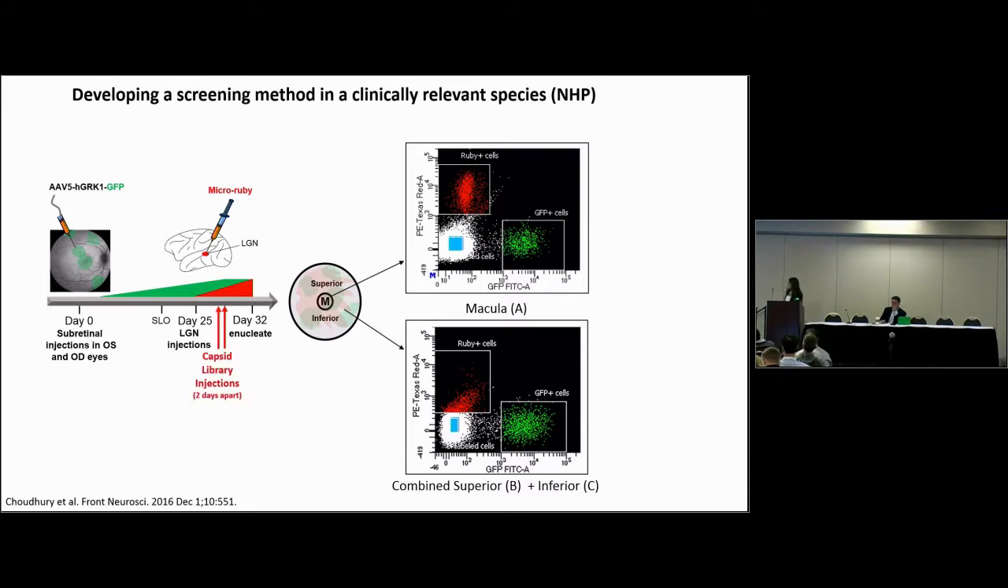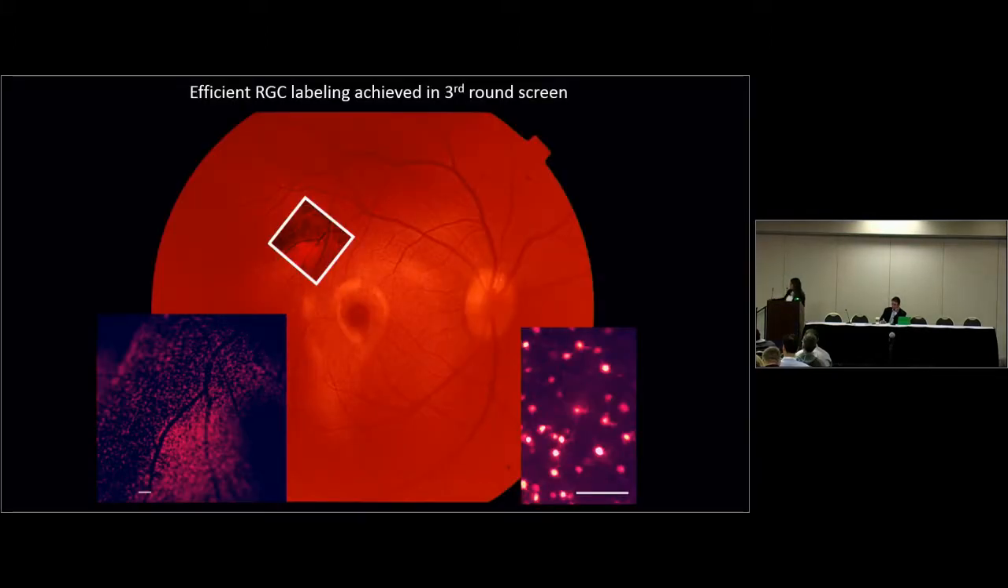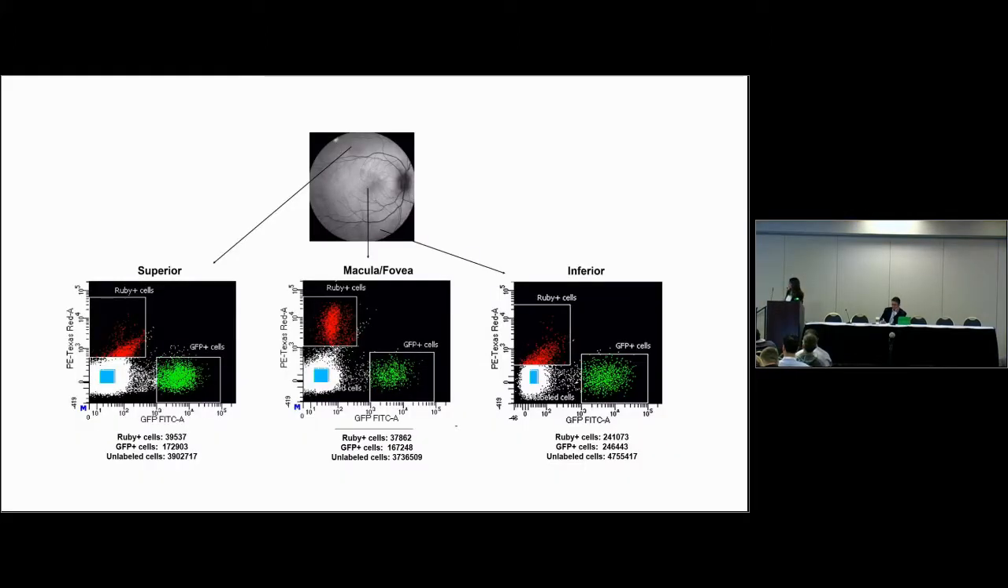We had to do some quality control first, so this is just an example showing you that we can create multiple subretinal injection blebs in a monkey with that AAV5 vector. And here's an image showing you a cross-section through the brain and showing you that the LGN did receive that microRuby. This is an example showing you that indeed the retinal ganglion cells were retrogradely labeled by that dye in the LGN.